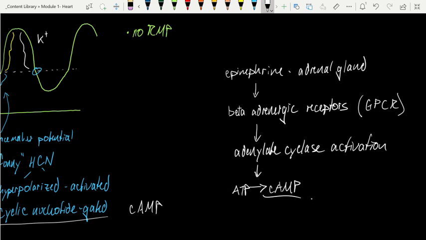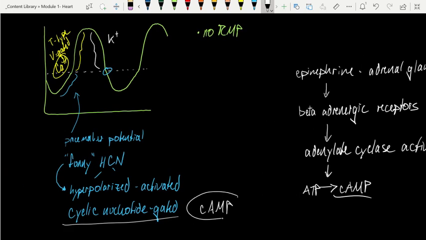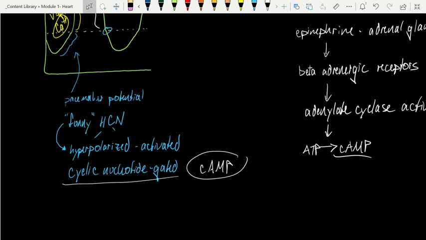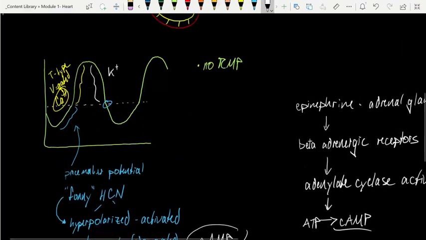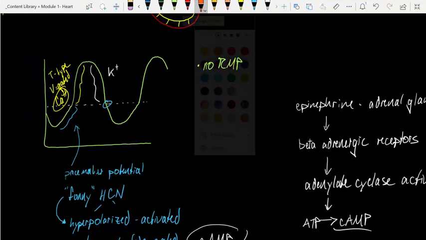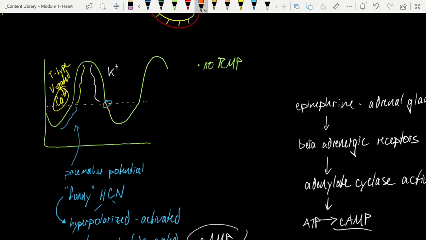So once we have cyclic AMP, well, remember, cyclic AMP regulates the gates on these funny channels, cyclic nucleotide gated. Cyclic AMP binds directly to the channel and increases sodium permeability. So when cyclic AMP binds, we have increased sodium coming into the cell. Think about for a second what that's going to do. If we have increased sodium, I'm going to try and overlay this on the graph, then we're going to turn around a lot faster, and we're going to come up a lot faster because there's more sodium coming in.